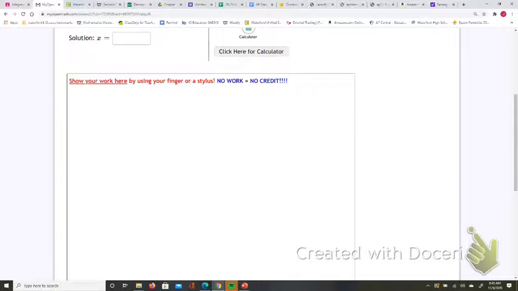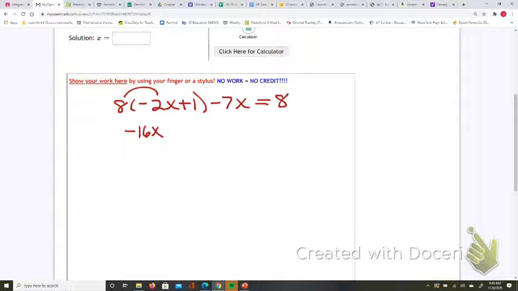Number 6. 8 parenthesis negative 2x plus 1, close parenthesis minus 7x equals 8. First step is to distribute. The 8 is the number in front of the parentheses, so that's the number we distribute. 8 times negative 2x is negative 16x. 8 times 1 is 8. Minus 7x equals 8.